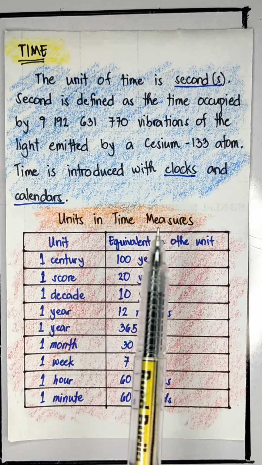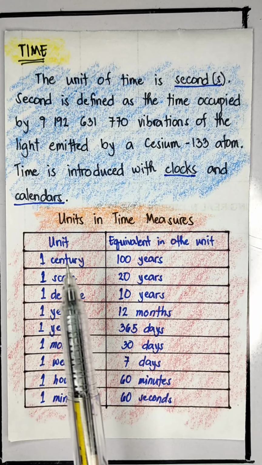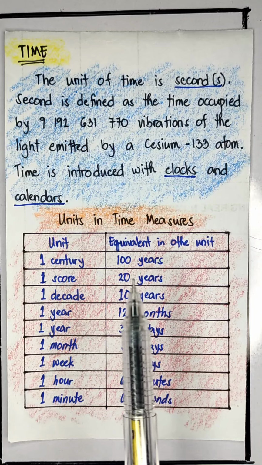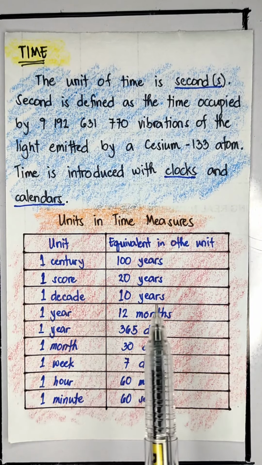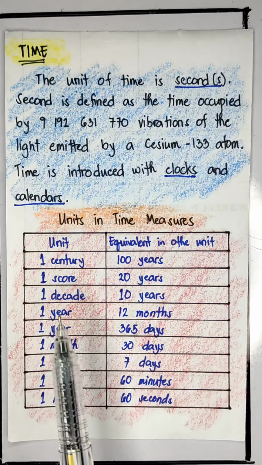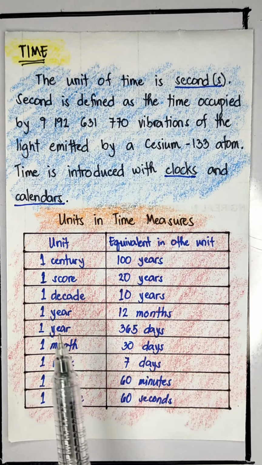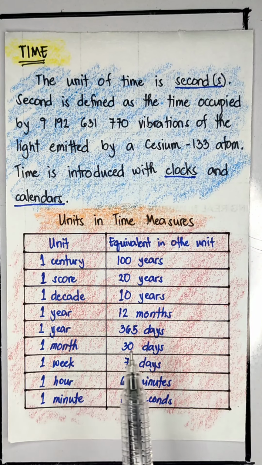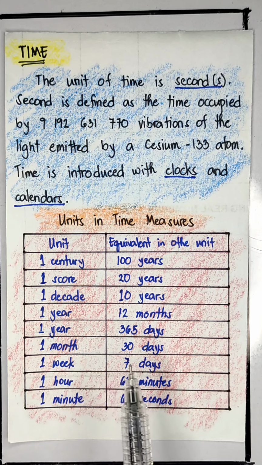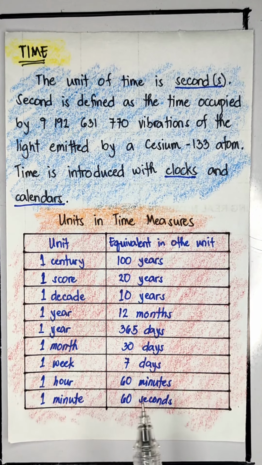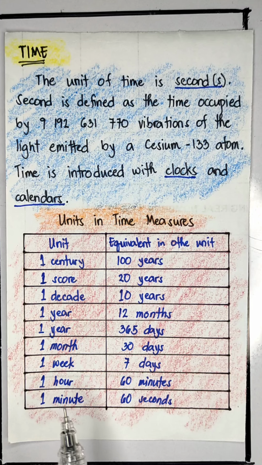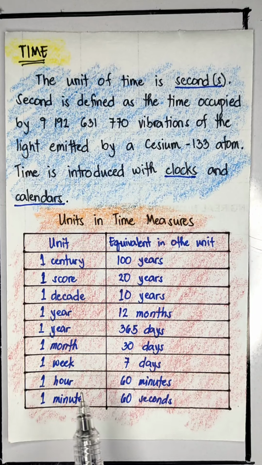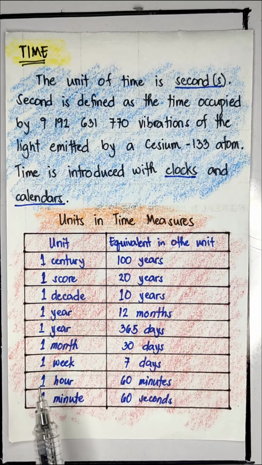These are the units in time measures. 1 century, 100 years. 1 score, 20 years. 1 decade, 10 years. 1 year, 12 months. 1 year, 365 days. 1 month, 30 days. 1 week, 7 days. 1 hour, 60 minutes. 1 minute is 60 seconds. And 1 day, 24 hours.